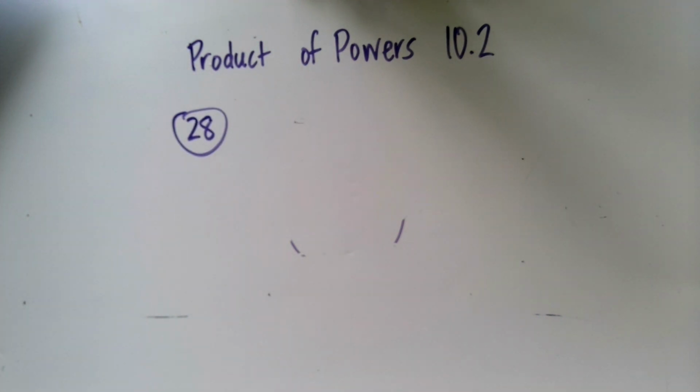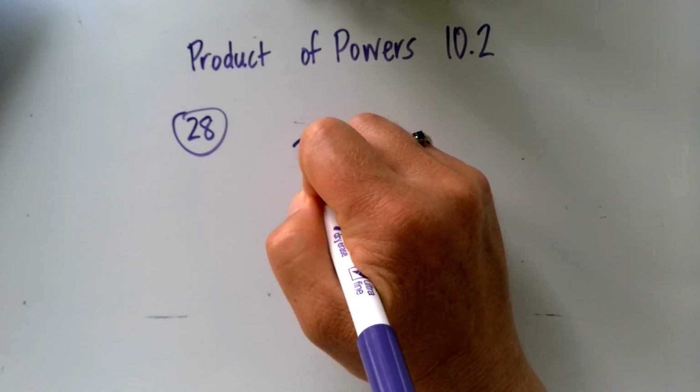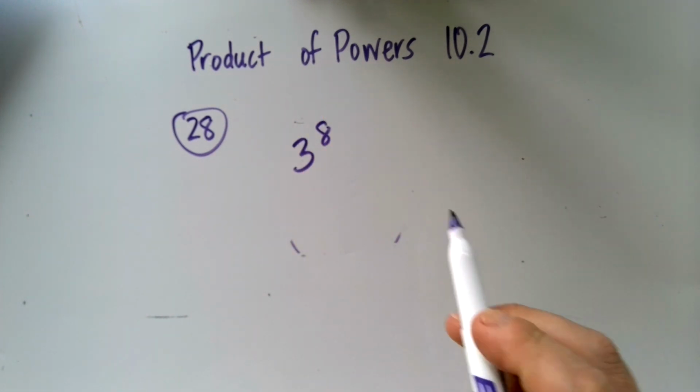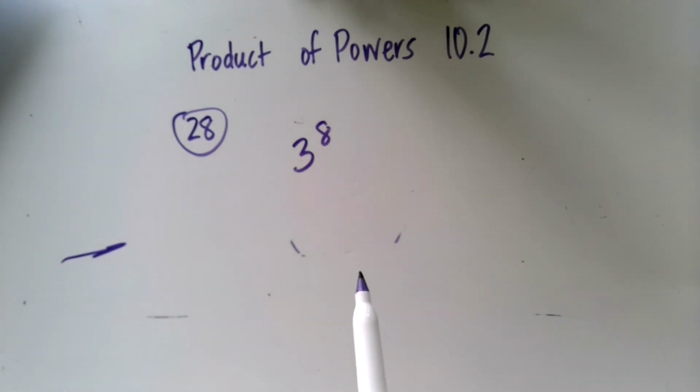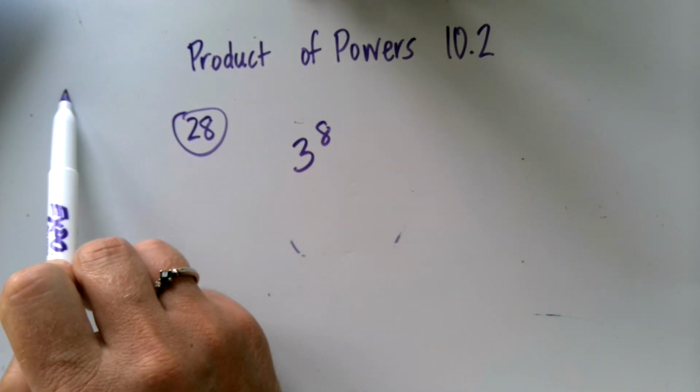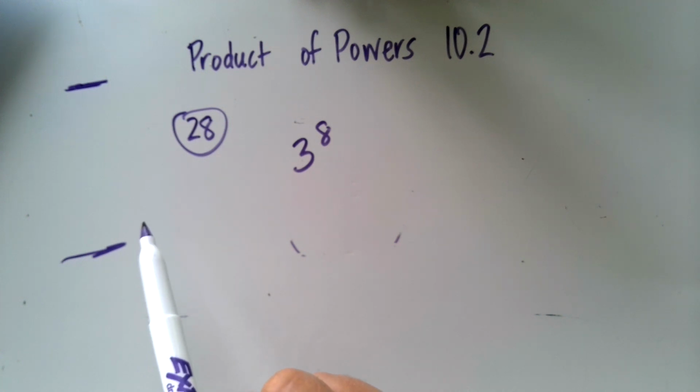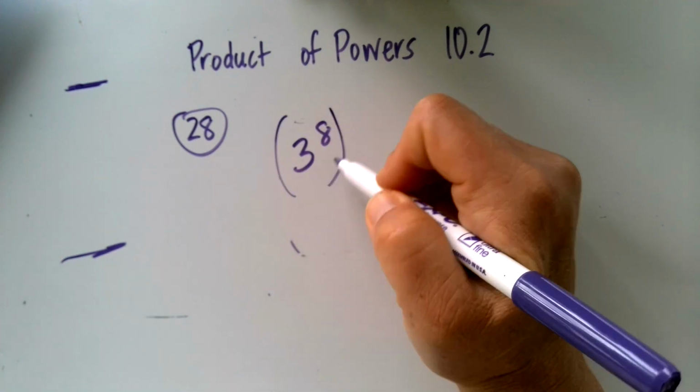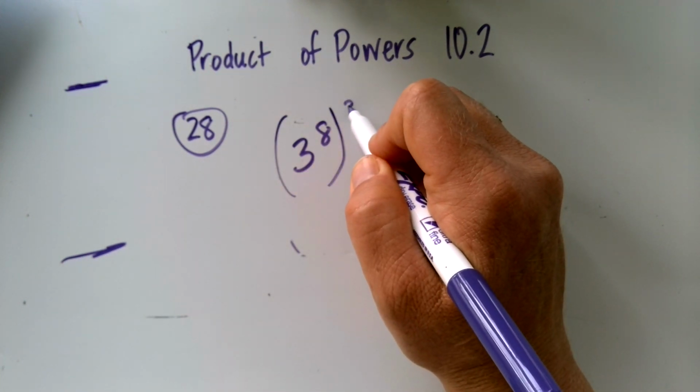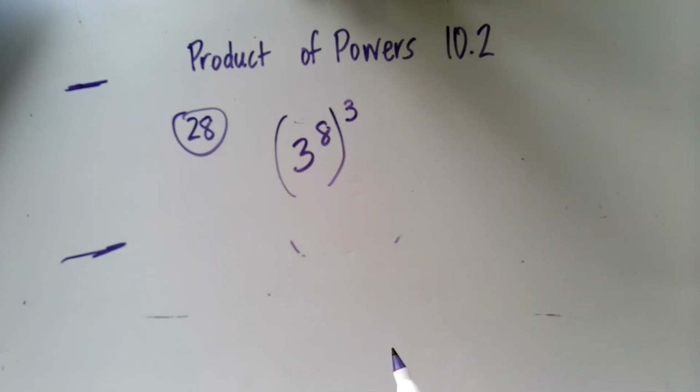So to wrap up our day, we're going to just look at number 28 out of the book. It says the lowest altitude of an altocumulus cloud is about 3 to the 8 feet. So that's the lower limit. And the highest altitude of this type of cloud is 3 times the lowest altitude. So we take this 3 times, okay? So what is the highest altitude of an altocumulus cloud?